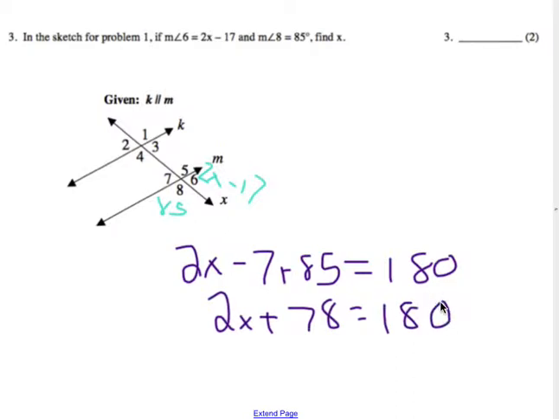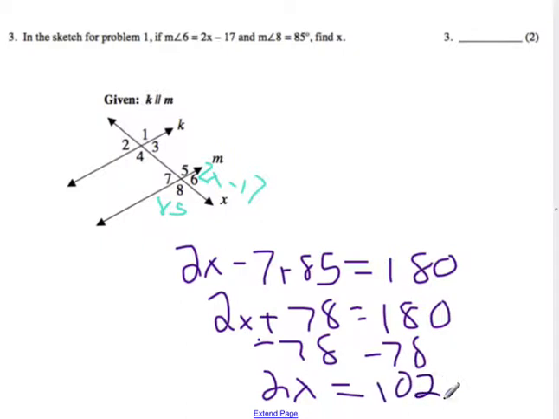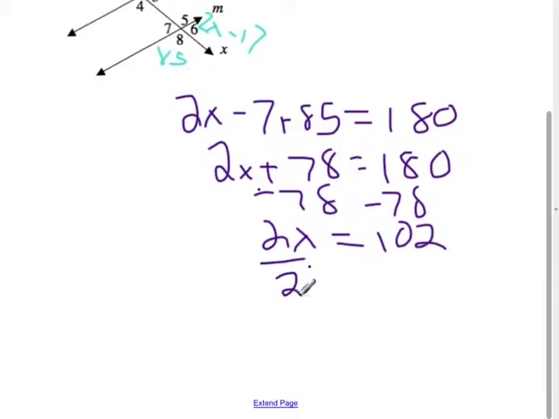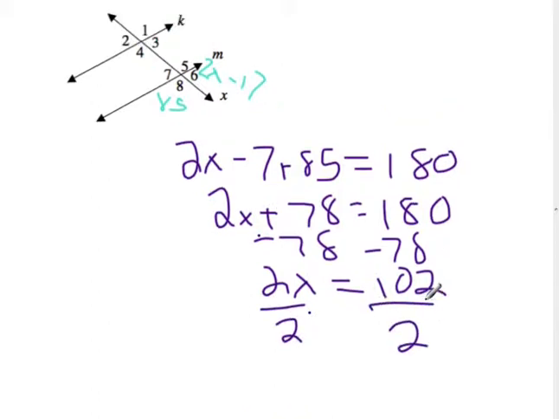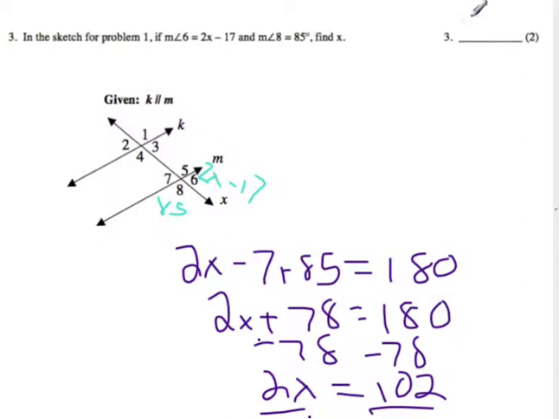Now the next thing I need to do is subtract 78 from both sides. Then I get 2x is equal to 180 minus 78, which is 102. In order to solve for x, the 2 is being multiplied by the x, so I'm going to divide both sides by 2. When I do that, I end up getting 51 degrees for number 3.